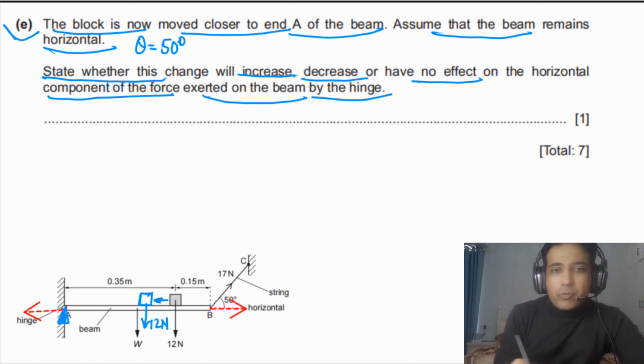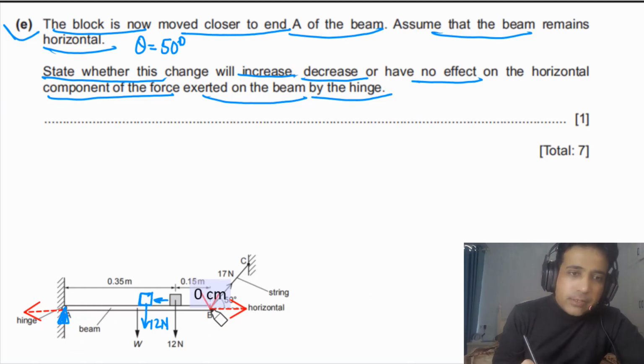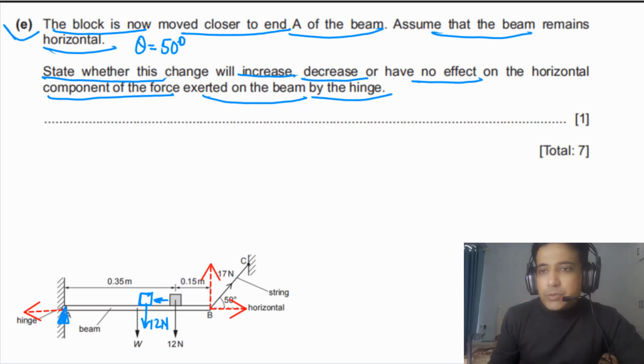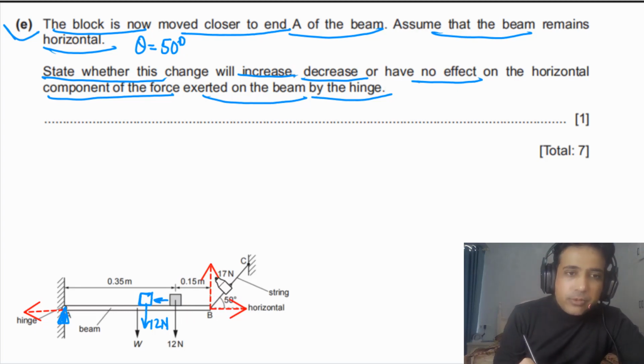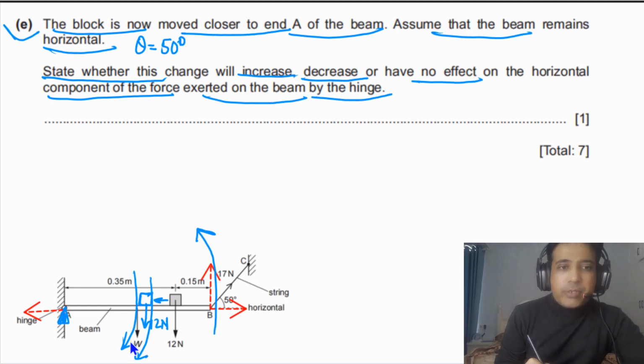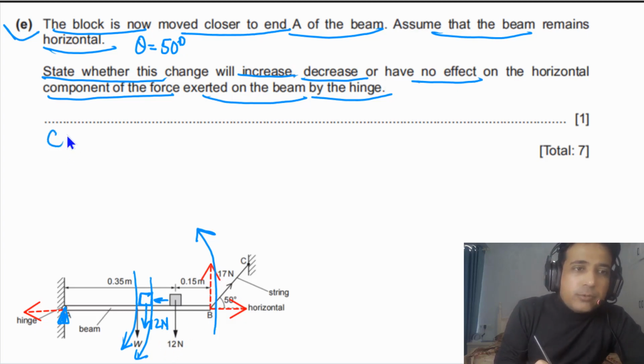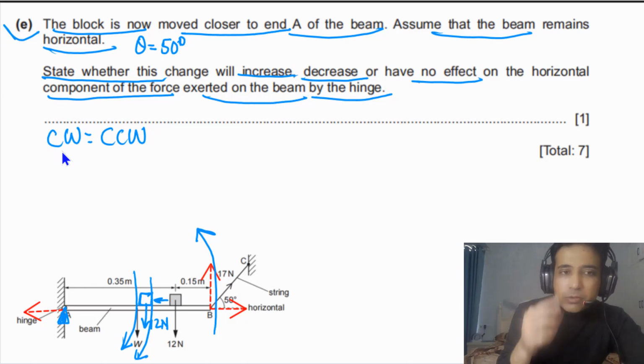Now if we take moment about this point, we have already discussed that the vertical component of tension is producing counterclockwise moment. This will produce counterclockwise moment, and this weight will produce clockwise moment, and this block will also produce clockwise moment. And if this beam is in equilibrium, the moment due to the weight, 12 newtons, and the vertical component have to be equal. So simply you can say the clockwise moment has to be equal to the counterclockwise moment. It means the sum of clockwise moments has to be equal to the sum of counterclockwise moments about point A, because we have assumed this is our pivot.